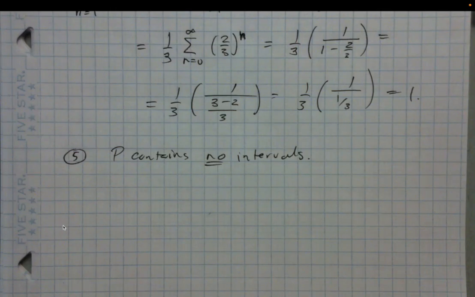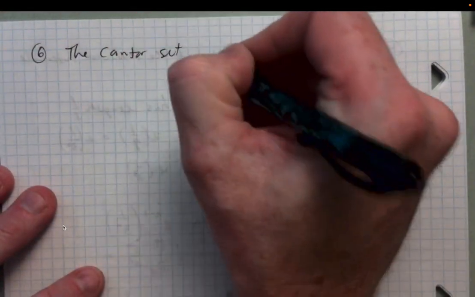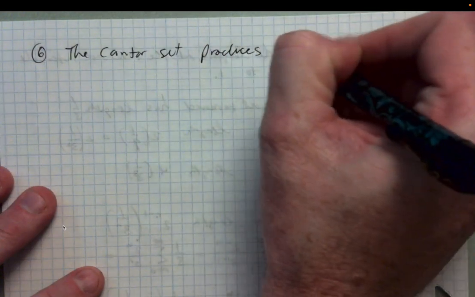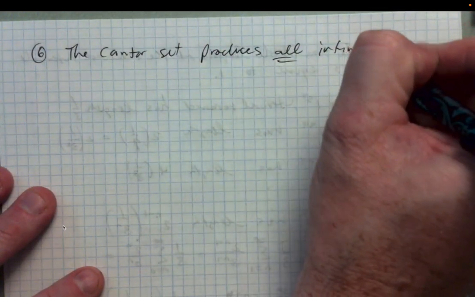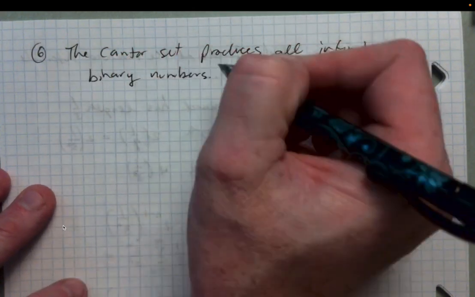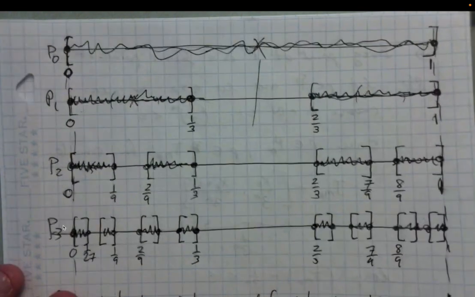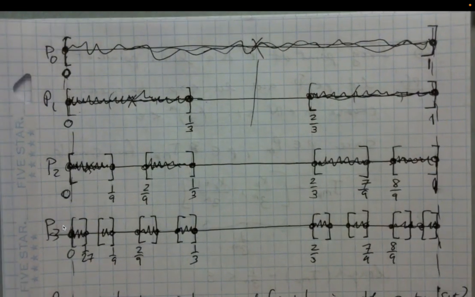So the next property, property 6, is that the Cantor set actually produces all infinite binary numbers. Now this is kind of easy to see, but you've got to have a good picture to work from, right?